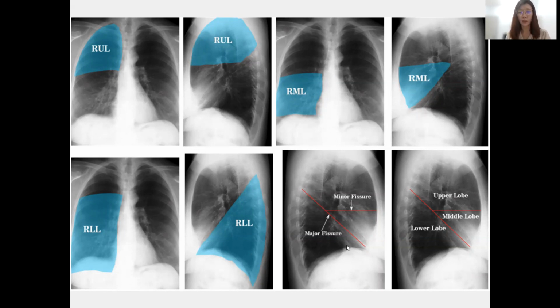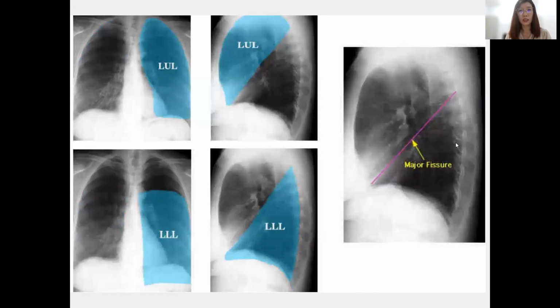Okay, these are the locations of the fissures: the major fissure, the oblique fissure obliquely, and then the transverse fissure horizontally. For the left lung, we only have 2 lobes, the upper lobe and the lower lobe. So on frontal view X-ray, both of the lobes are always overlapping.